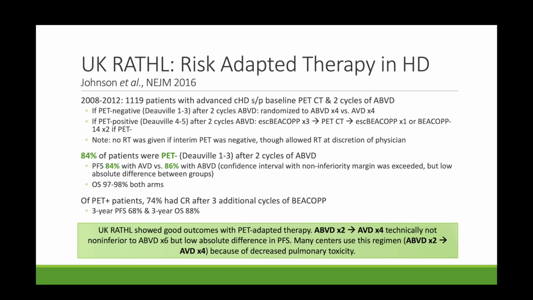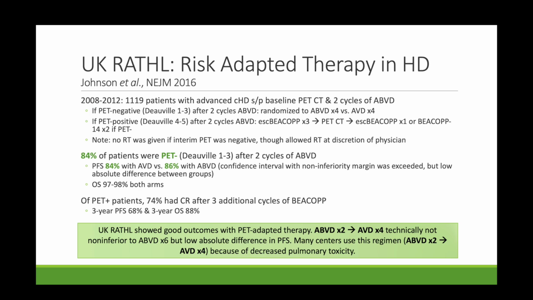I'll also mention that of the PET positive patients in UK-RATHL, 74% actually had a clinical complete response after 3 additional cycles of Bayakop. And the 3-year progression-free survival was 68%. The 3-year overall survival was 88%. So, obviously these patients do a little bit worse because they have advanced stage Hodgkin's and they did not have a good response to upfront 2 cycles of ABVD. But they did have a pretty good response when they got the escalated Bayakop.